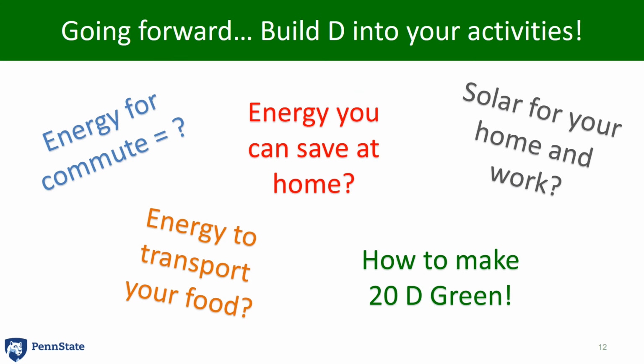Going forward, how can we do that? Well, can you reduce the energy for your commute? Can you save more energy at home? Or energy, say, for transport or food? Or put solar panels on your house and reduce your consumed D. So the question really is, going forward, how can we make that 20D green?